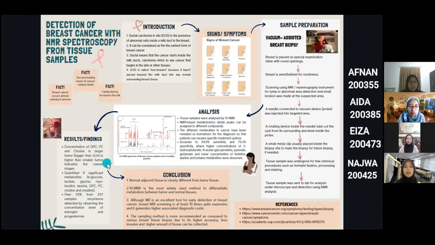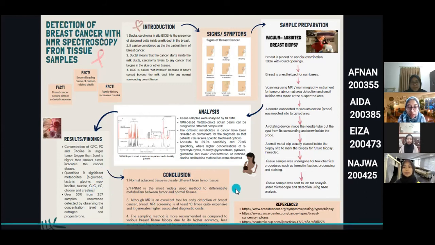The third one is that in over 55% of 257 samples, recurrence was detected by observing the concentration levels of estrogen and progesterone. As we all know, breast cancer is globally known as the highest malignant disease in women, so the recurrence rate is very high. NMR spectroscopy is helpful in this finding, with more than three quarters of them able to achieve a high survival rate from early diagnosis.